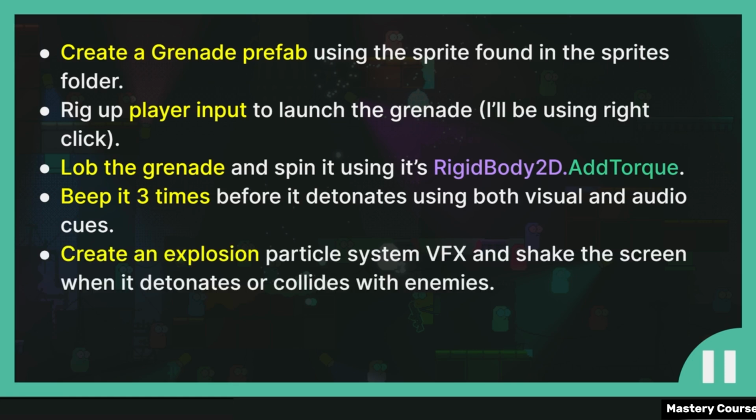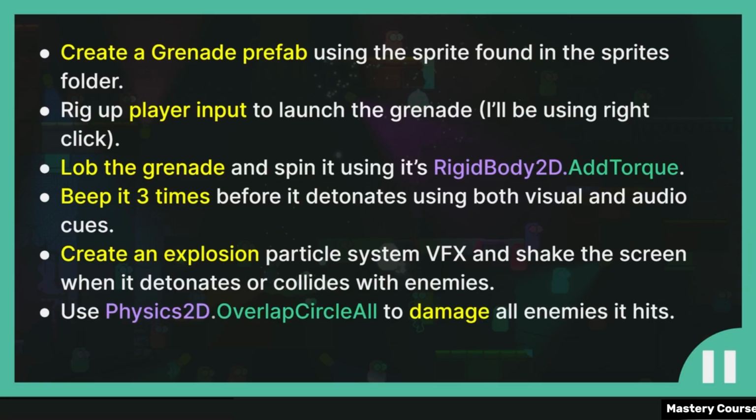Next, create an explosion particle system VFX and shake the screen when it detonates or collides with enemies. So in other words, it's going to explode after it beeps 3 times or if it collides with an enemy slime. Additionally, you're going to want to damage and basically blow up all the enemies. So I would have the grenade do 3 damage. The enemies have 3 health. So in other words, don't really need to worry about knockback too much at the moment. Just go ahead and blow up the slimes or basically destroy them if they get hit by the explosion.